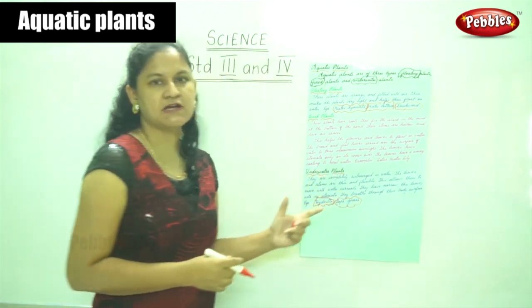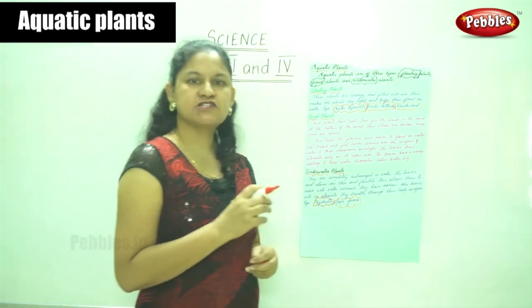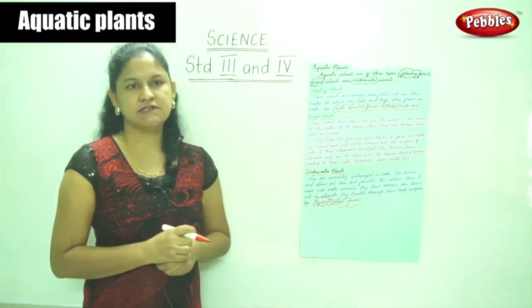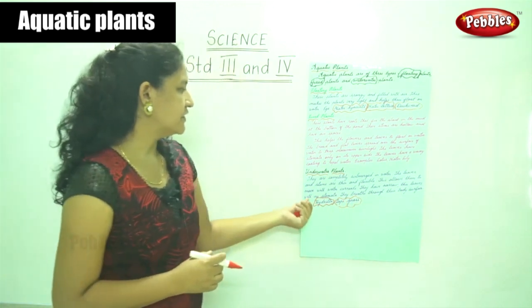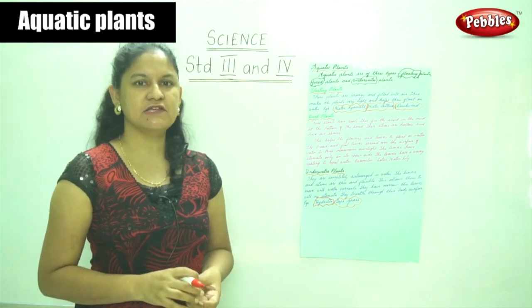So the underwater plants are totally submerged in water, and the shape and structure of the plant is designed in such a way that it is able to survive in water and breathe. Their leaves have no stomata and they breathe through their body surface.